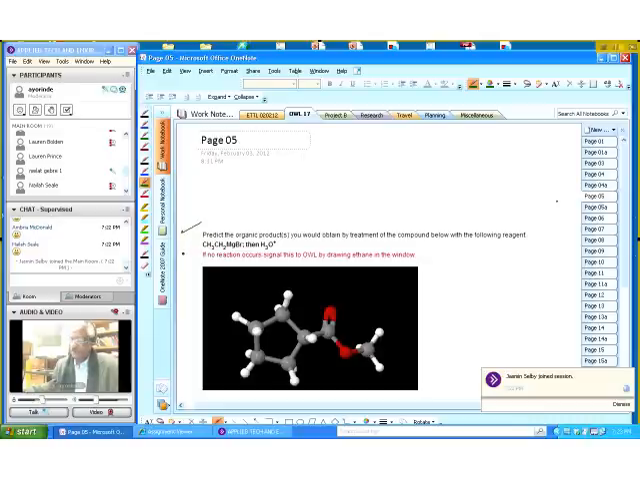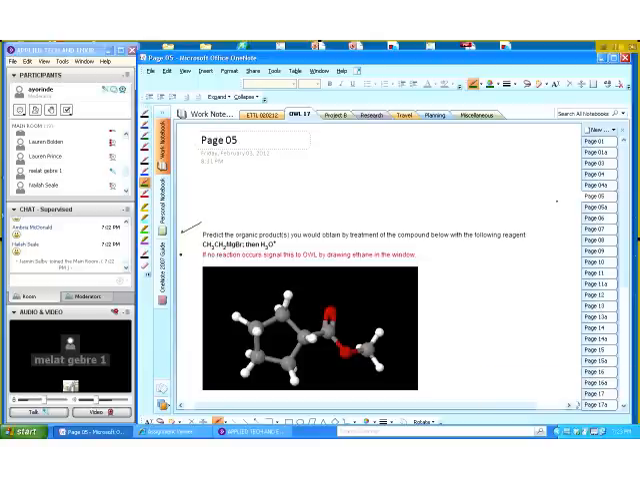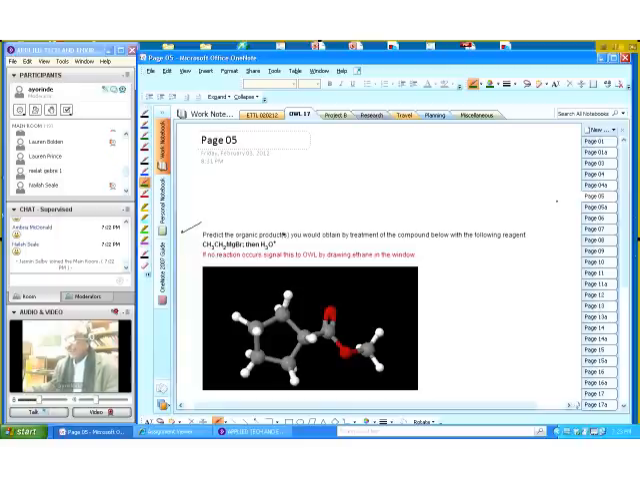Predict the organic products you would obtain by treatment of the compound below with the following reagent: CH3CH2MgBr, then hydronium ion. Very good. So what they want us to do is to predict the organic product that you will obtain when this molecule reacts with a Grignard reagent. As you can see here, this is your Grignard reagent right here. Then, after you react with the Grignard reagent, you follow that up with hydronium ion. Let me draw this molecule out for everybody to see using the Kekulé structure.